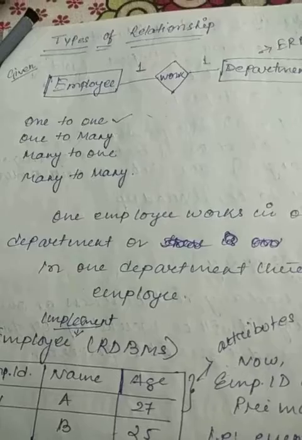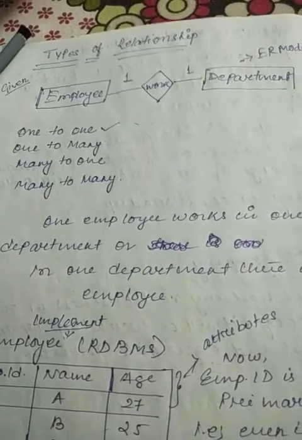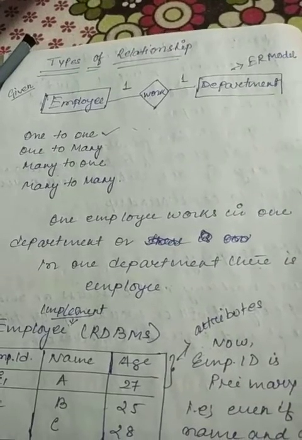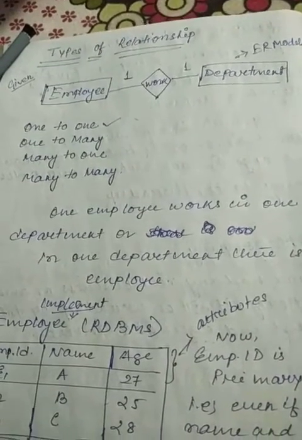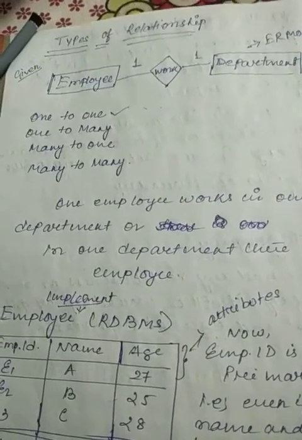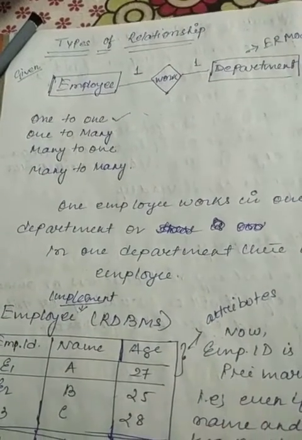Now, one to one relationship, to be precise, with the help of this ER model, it could be that one employee is working under a department, or in one department there is only a single employee. I hope it is clear either way.